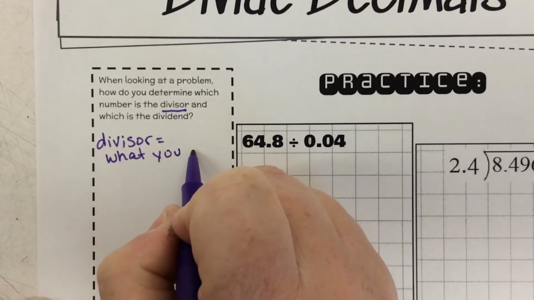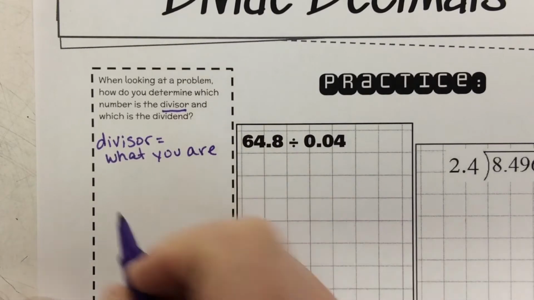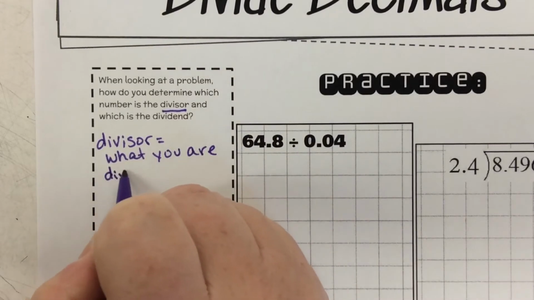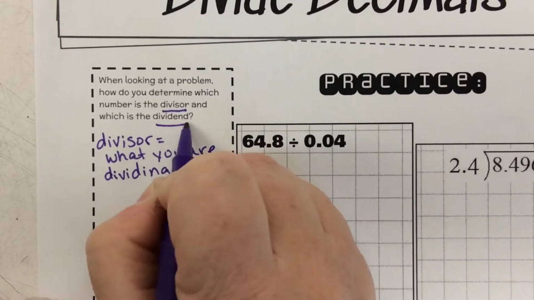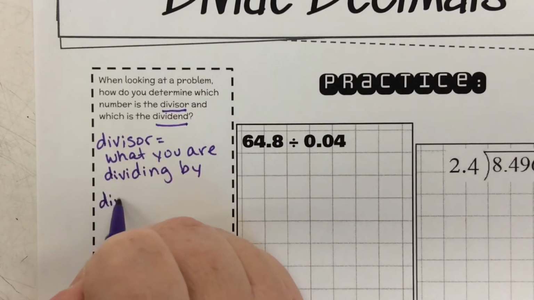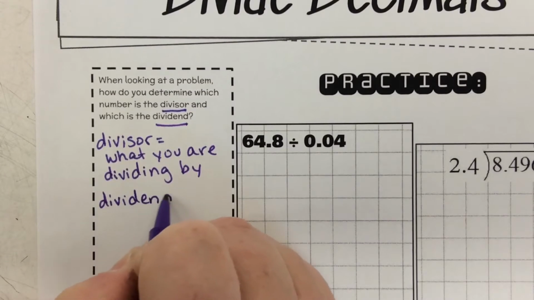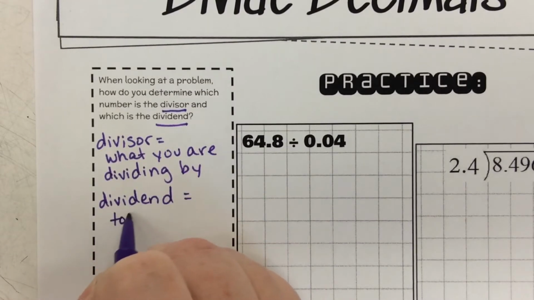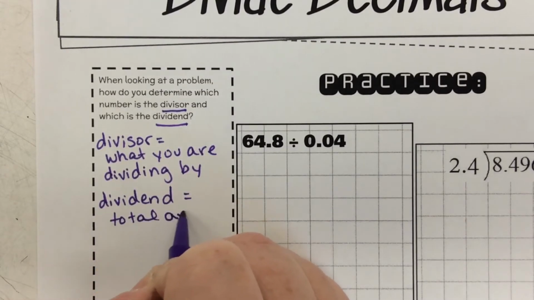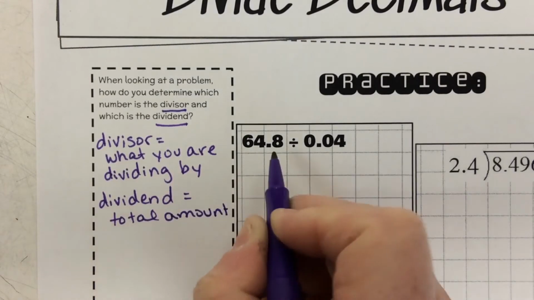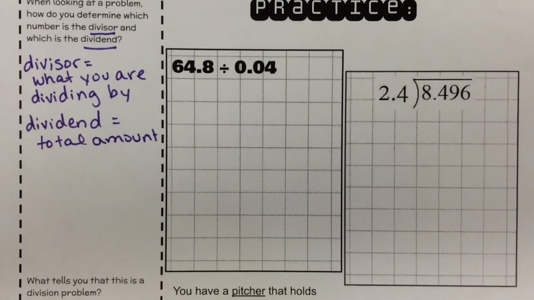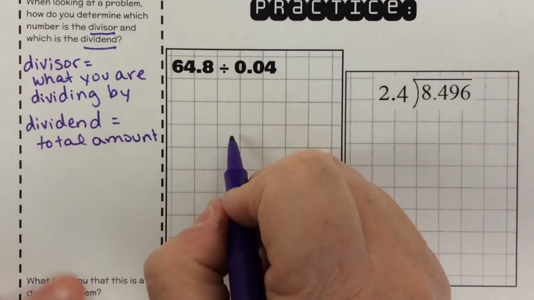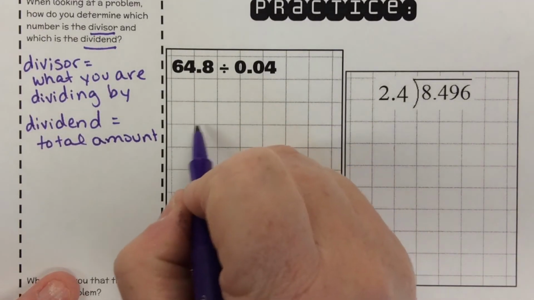We also call that what you're grouping, if it's in a word problem, okay? Your dividend is your total amount. What your total is. Okay, so I'll put grid paper here because we're going to use that to organize our work, okay?